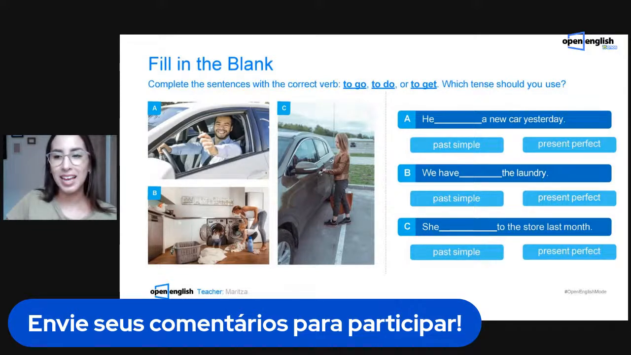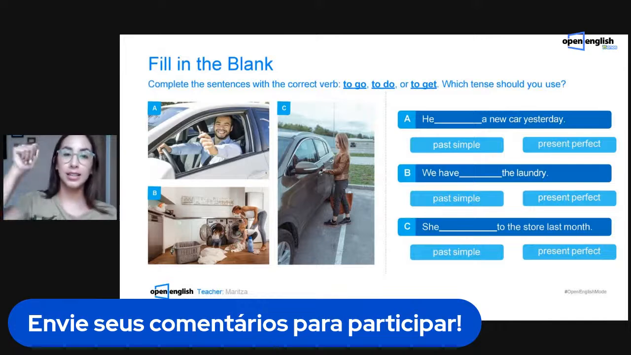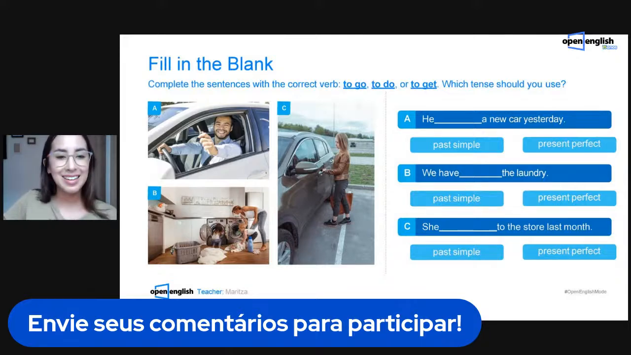Gillespie or Monica, if you guys are still here, what do you guys think? So for this one, we would say she went to the store last month. We have a specific time in the past, last month. So we would say she went. She went. All right, guys.